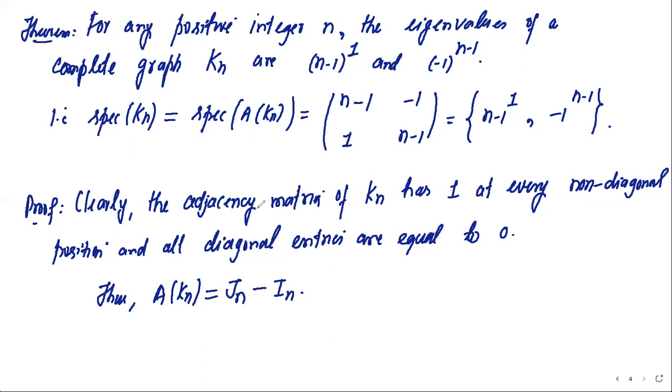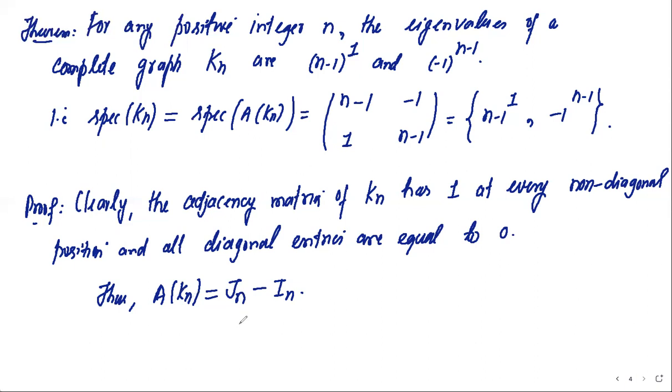And this adjacency matrix of Kn can then be verified to be equal to Jn minus In, because when we evaluate this Jn minus In, Jn has all of its entries equal to 1. Now we are taking minus In. So that means when we evaluate this equation Jn minus In, we get 0 at the diagonal entries, and all the non-diagonal entries of Jn remain invariant under this minus In. So therefore, this Jn minus In is the adjacency matrix of the complete graph on n vertices.